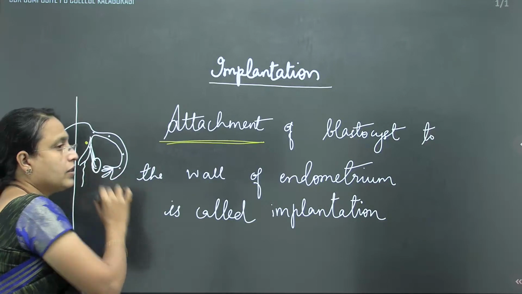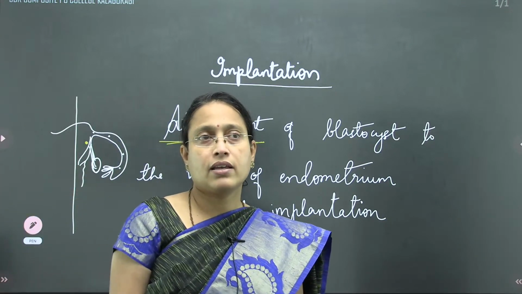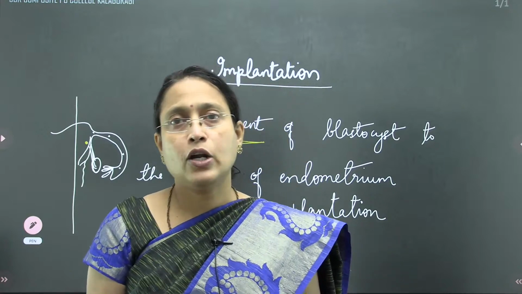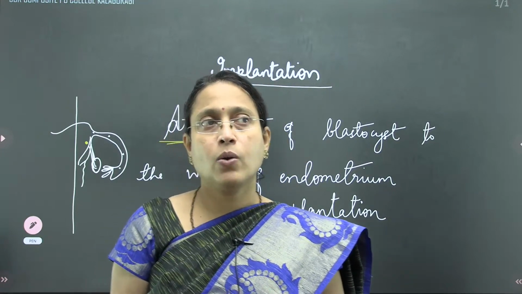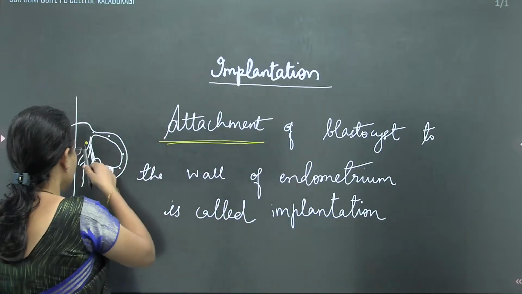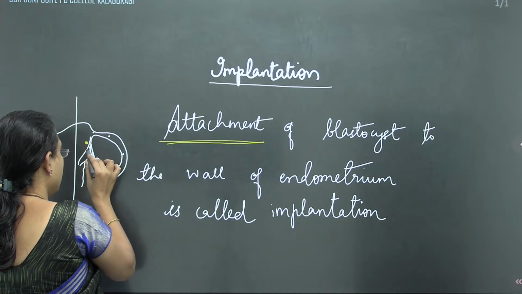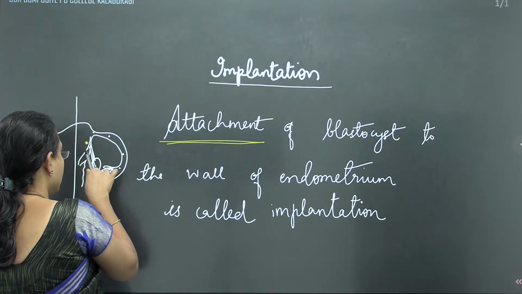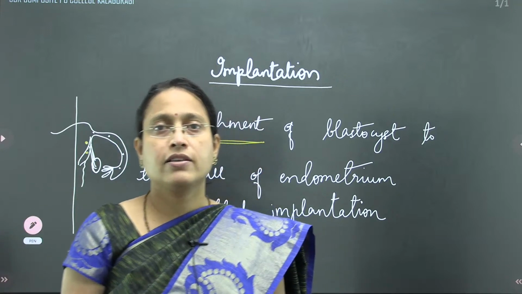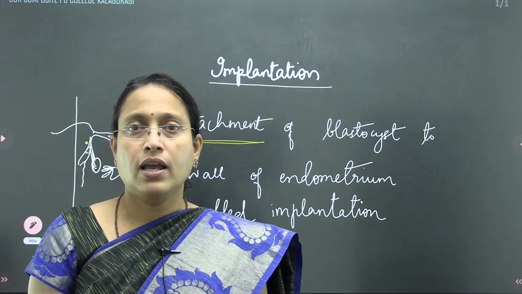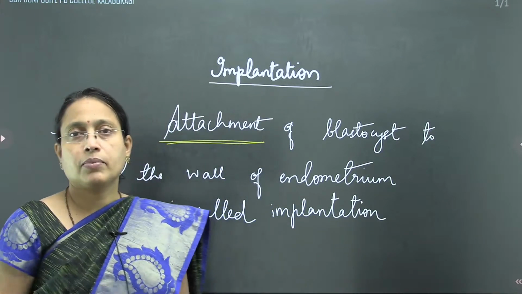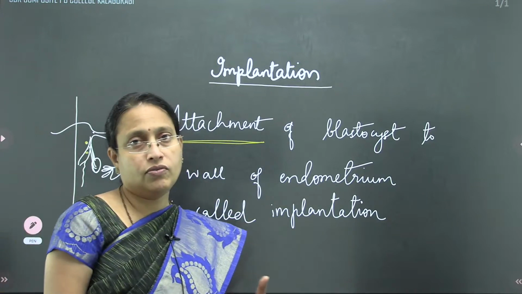The wall of the uterus has three layers: the perimetrium, the middle myometrium, and the inner endometrium. This blastocyst will go and attach to the endometrium, or bury itself in the endometrium. The innermost layer is called the endometrium. So the blastocyst will bury in or attach itself to the endometrial wall, and this phenomenon is called implantation. This completes the definition of implantation.